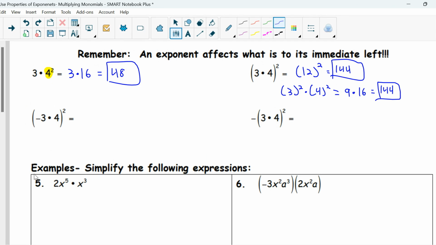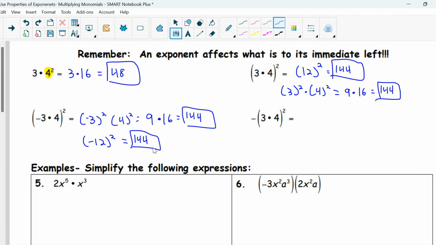Same goes with over here in the bottom left-hand corner. You could take both of these terms inside our parentheses separately. So you could take negative 3 squared times 4 squared. Negative 3 times negative 3 gives us 9. 4 times 4 gives us 16. 9 times 16 still gives us 144. Or you could multiply these right away. Negative 3 times 4 gives us negative 12 squared. Remember, negative 12 times negative 12 still results in a positive 144.